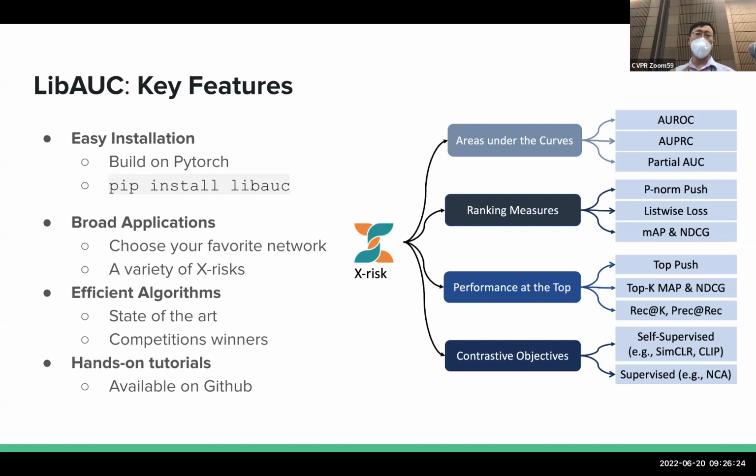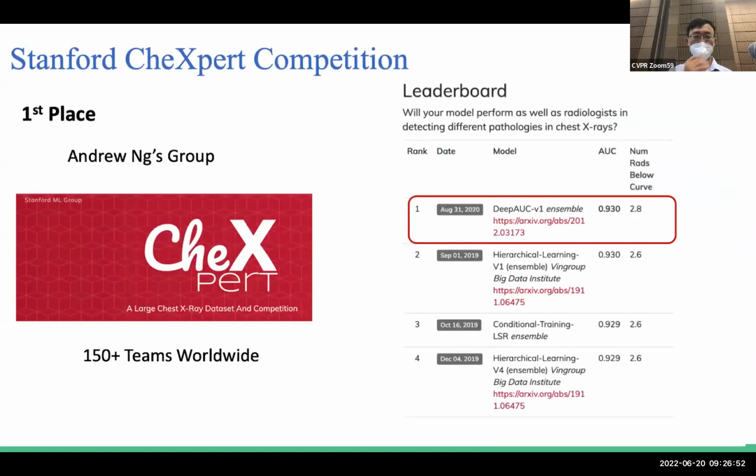Okay, so basically we implement efficient state-of-the-art algorithms for optimizing a family of objectives or measures, and some of these solutions have been used to win several competitions that I will talk about in the next few slides. For each objective here, we also provide a hands-on tutorial on our GitHub.